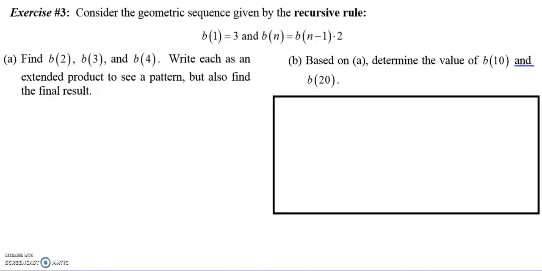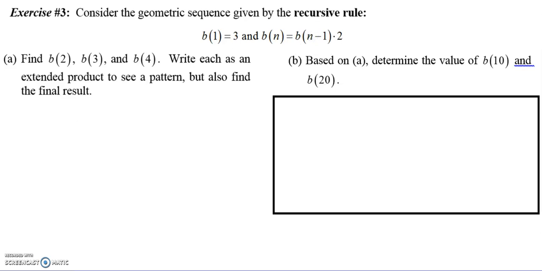Alright, so we have considered the sequence below. Here is a recursive rule, meaning it would just generate one term, the next term. It says that the first term is 3, and then what we're going to do is take the term before and multiply it by 2. So when it has the b of n, that's when you know it's talking about a term. b of 1 is the first term. b of 2 is the second term. So you could tell this is a recursive formula because it's b n is a certain term number.